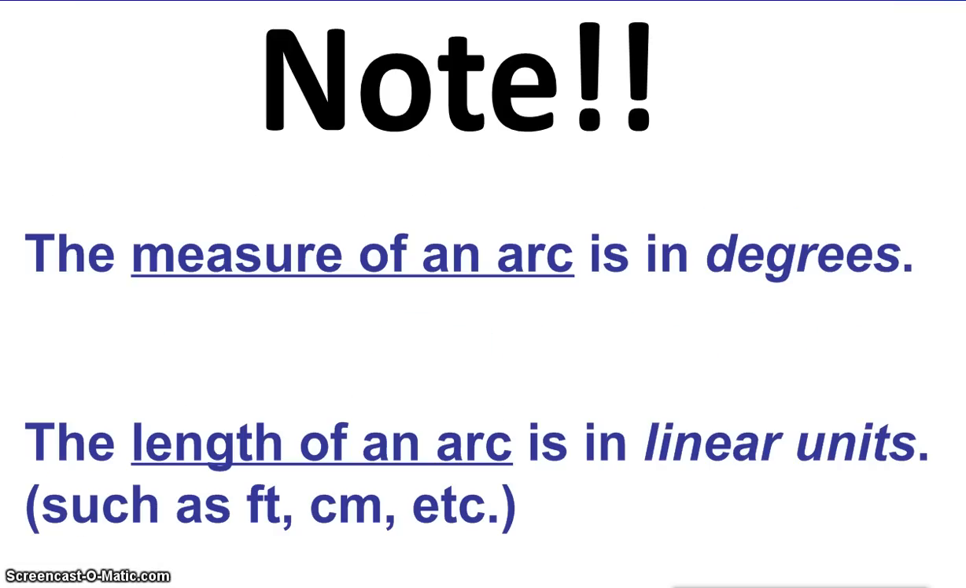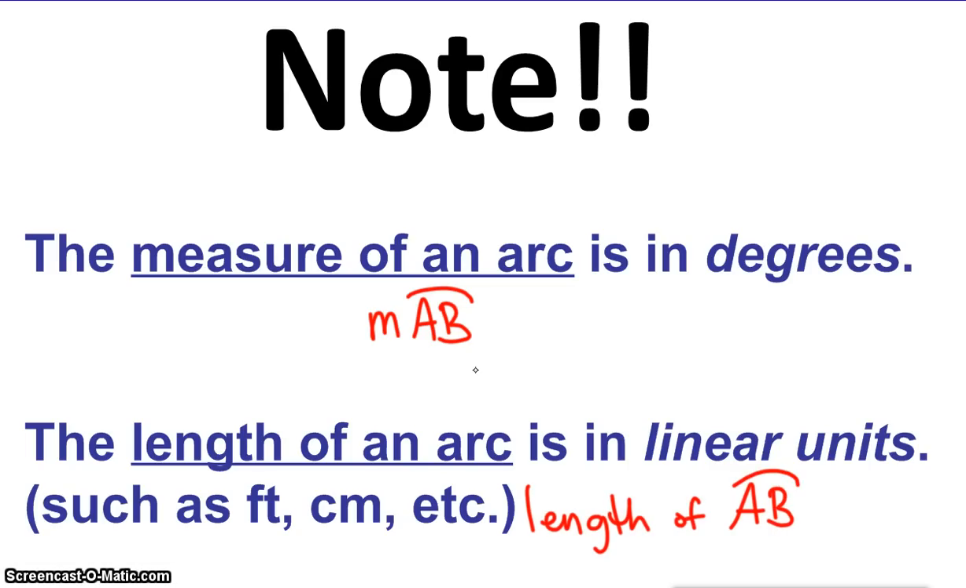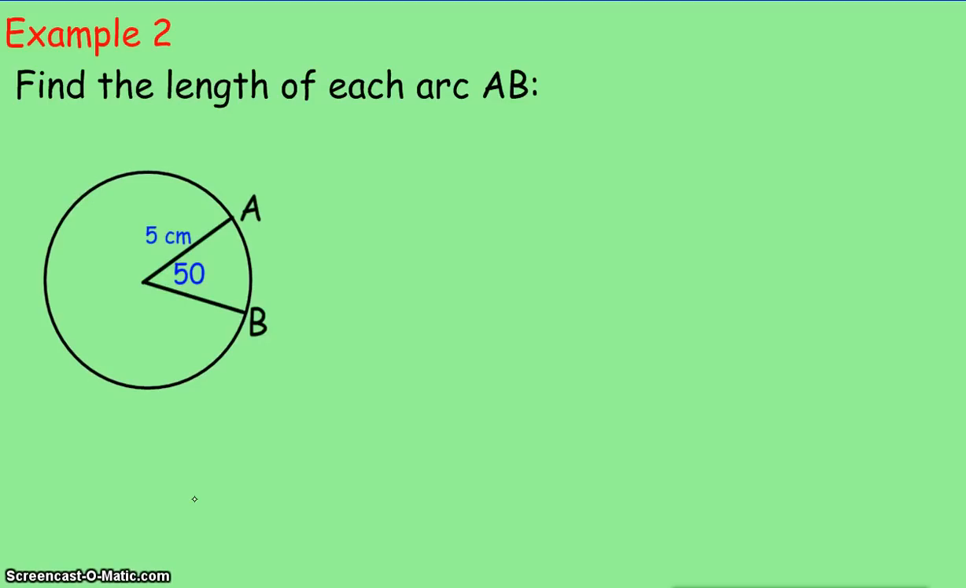Now remember that the arc measure is actually in degrees, and the length of an arc is in linear units. So if I ask you for the measure of arc AB, that's different than asking for the length of AB. Okay, so measure is in degrees, length is in linear units like centimeters, miles, inches, feet, etc. Alright, so let's go ahead and put that into practice.